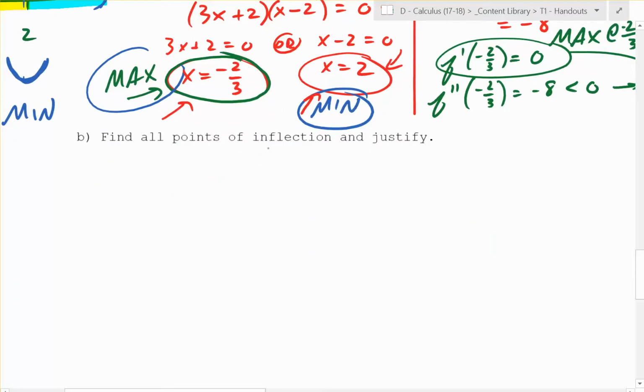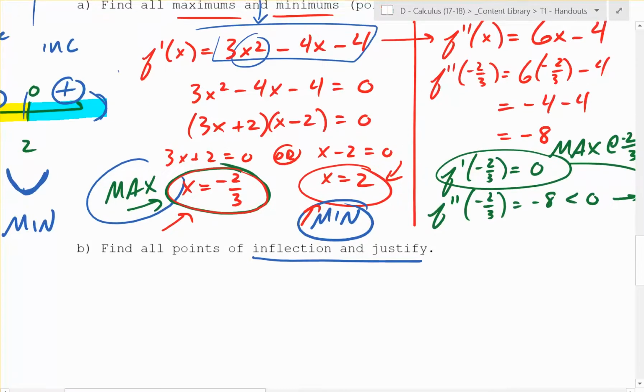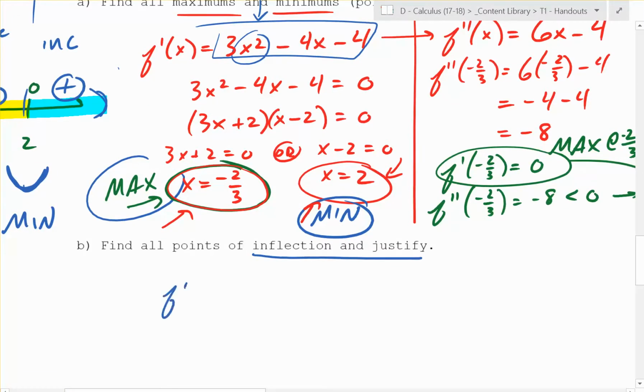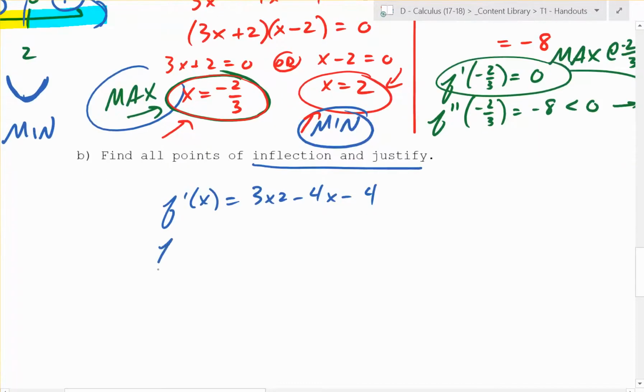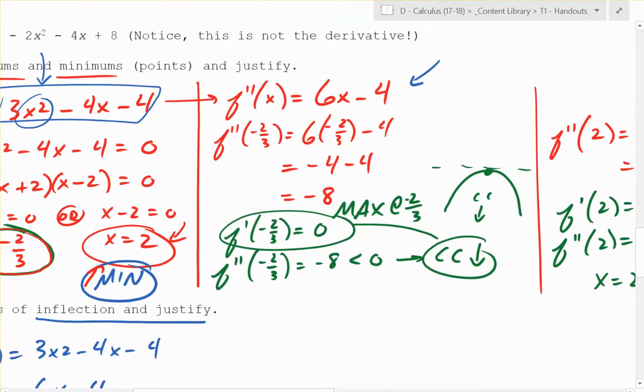So for points of inflection, remember this is a change in concavity, so change in the sign of the second derivative. So the second derivative needs to change from positive to negative or from negative to positive. This was our first derivative. F prime of x was 3x squared minus 4x minus 4. So for points of inflection, we need to find the second derivative. So that's going to be 6x minus 4. We already used that over here to check it, so it does the same.